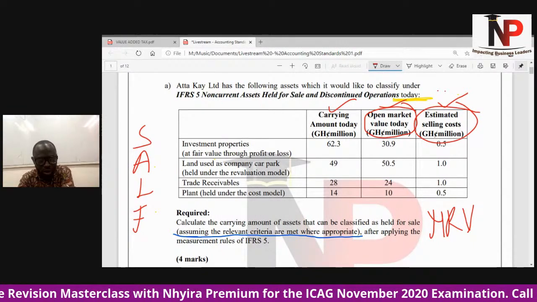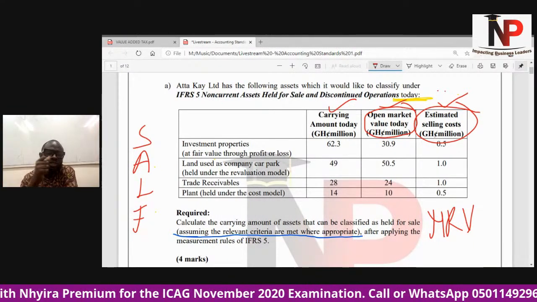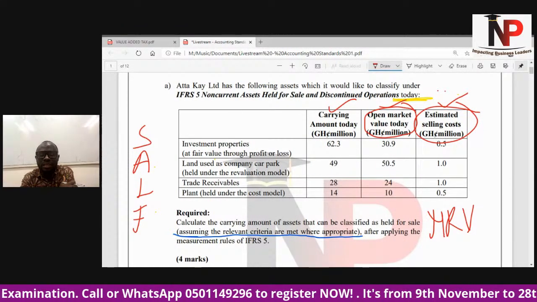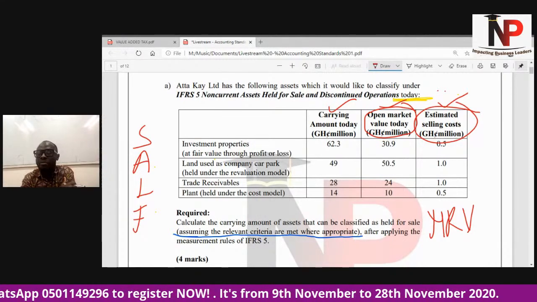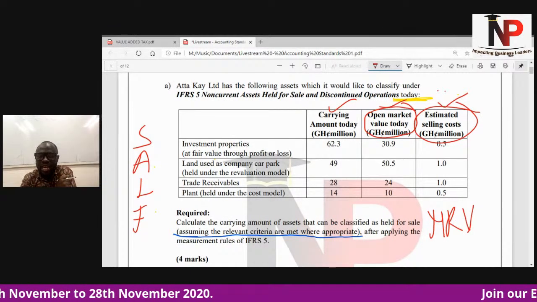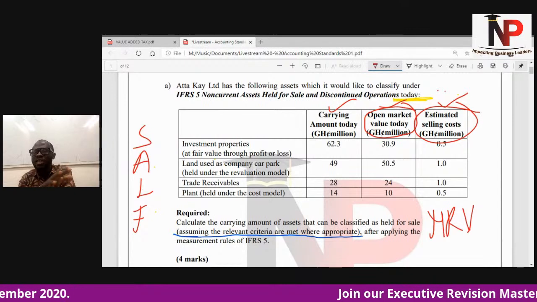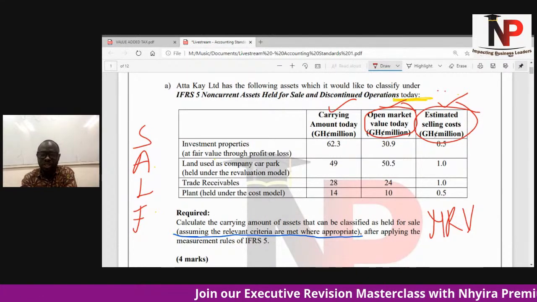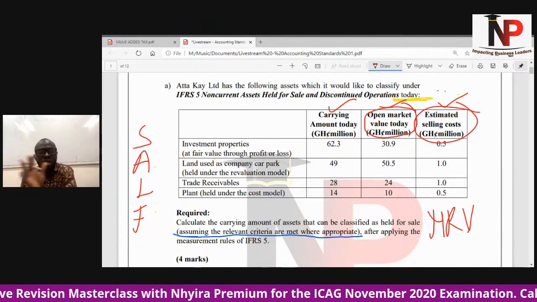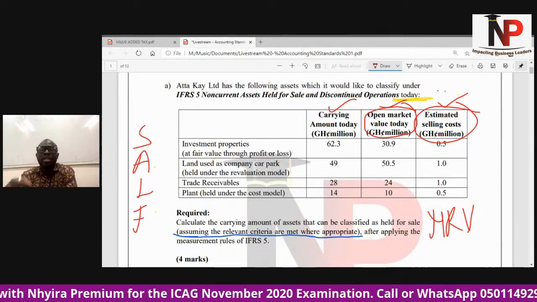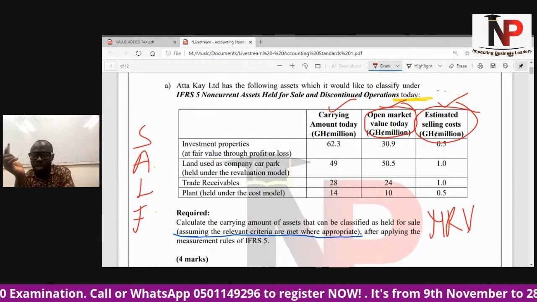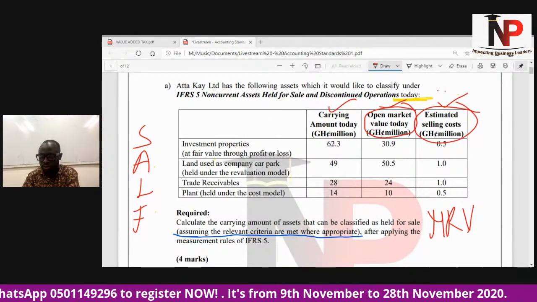So let's look at what is going on here. There are 4 assets in the table there. We see investment properties at fair value through profit or loss. We see land used as company car park held under the revaluation model. We see trade receivables, and we see plant held under the cost model. So the question we ask ourselves is, do these 4 assets all qualify to be accounted for in accordance with IFRS 5, non-current assets held for sale and discontinued operations, or not? That is the question we need to ask ourselves.